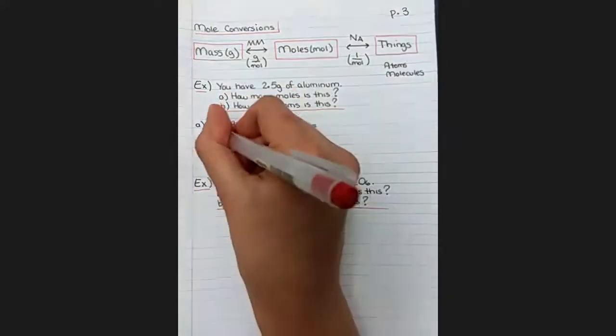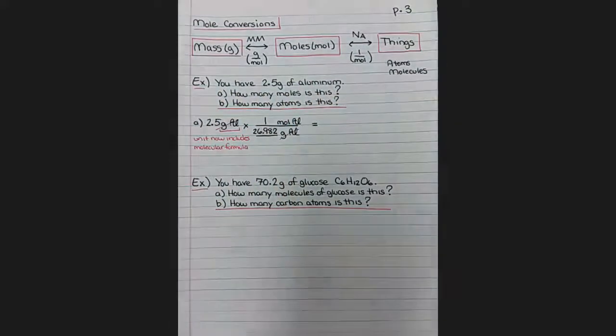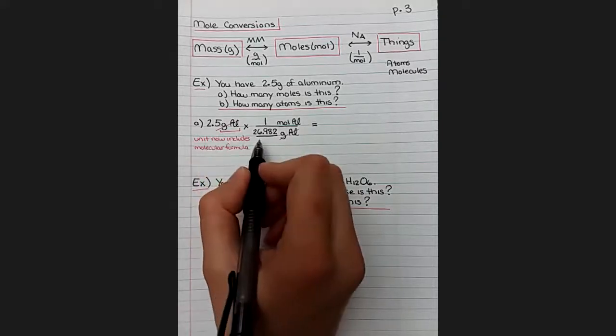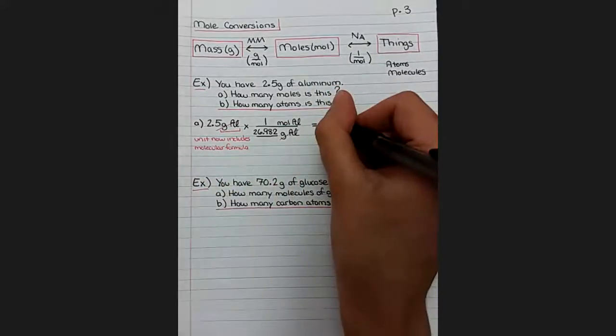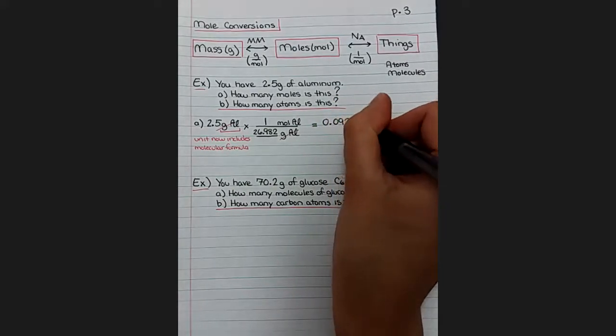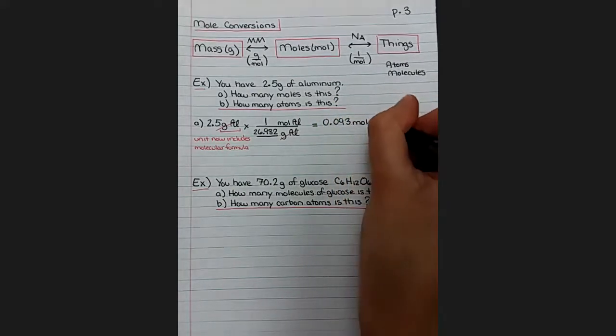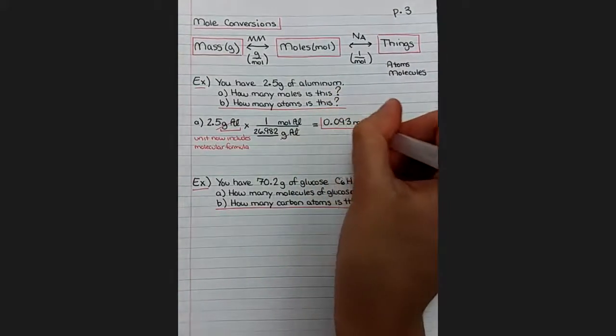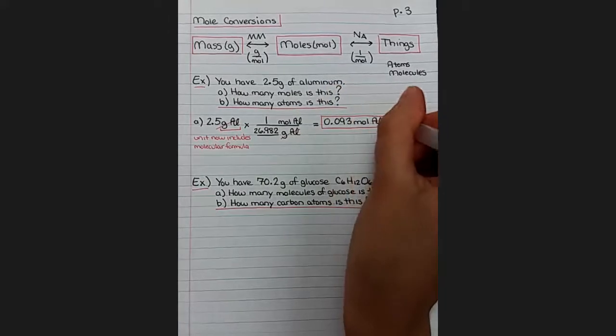We can multiply through. Grams of aluminum cancels with grams of aluminum. You can use your calculator to do 2.5 over 26.982. And we should get 0.093 moles of aluminum. So there's our first answer. Put that in a box.